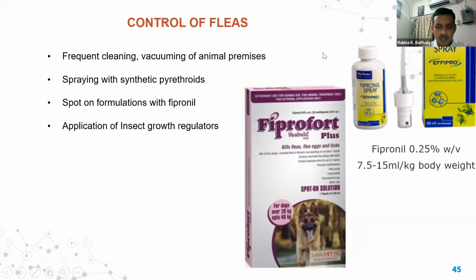There are different methods to control fleas. One important aspect is frequent cleaning and vacuuming of the animal premises, spraying with synthetic pyrethroids, spot-on formulations with fipronil, which is mostly used, and application of insect growth regulators. Virbac is producing a fipronil spray that you can apply. Another product available is Piprofort Plus, which is fipronil plus methoprene: one is an insect growth regulator and the other is fipronil. They are very effective for controlling the flea population.